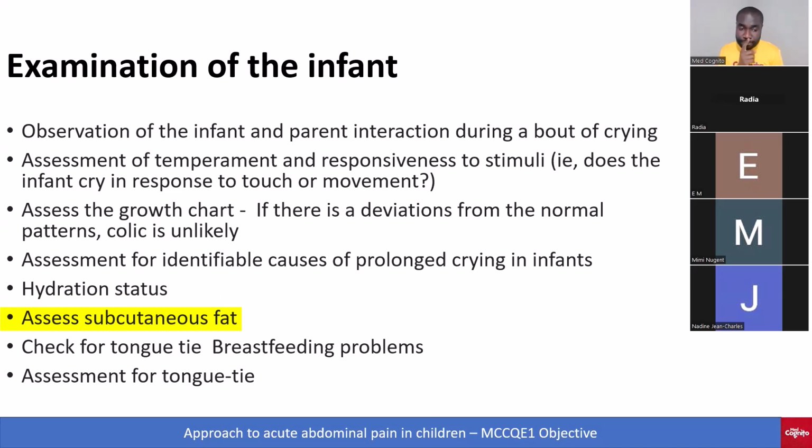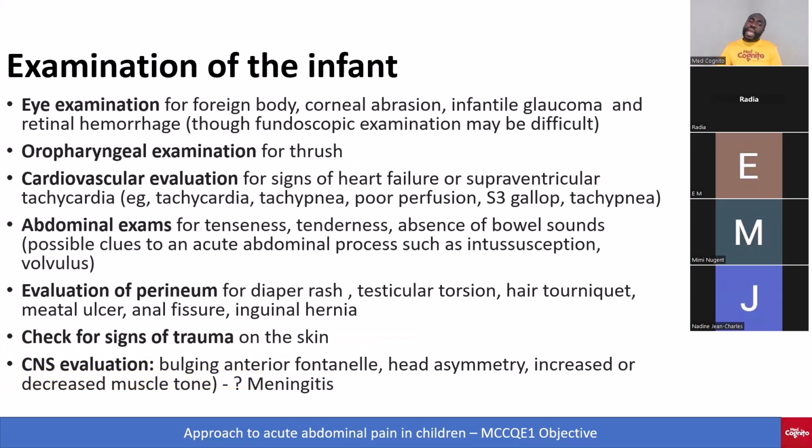If this child has lost so much subcutaneous fat, then you are concerned because it could be that the child is malnourished. And you also want to check for tongue tie. If the child has tongue tie and is crying a lot, that means the child is not getting enough food. So it could be that the child has some breastfeeding problems. So you want to assess for tongue tie. And you want to assess the eye. So don't only look at things from the concept of colic. Look at things from the concept of an inconsolable child.